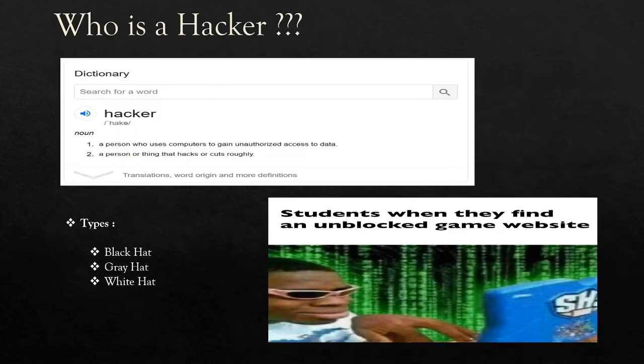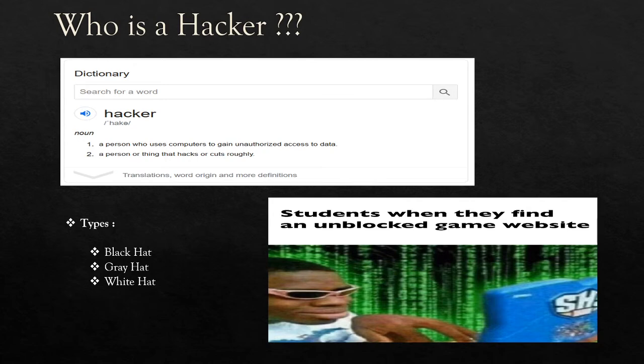So here comes the part: who is a hacker? I know at this stage, you students might think that a hacker is someone who hacks Facebook, Instagram, WhatsApp all of a sudden, just like that. Guys, at this stage everyone will be thinking like that. So erase that part from your mind.